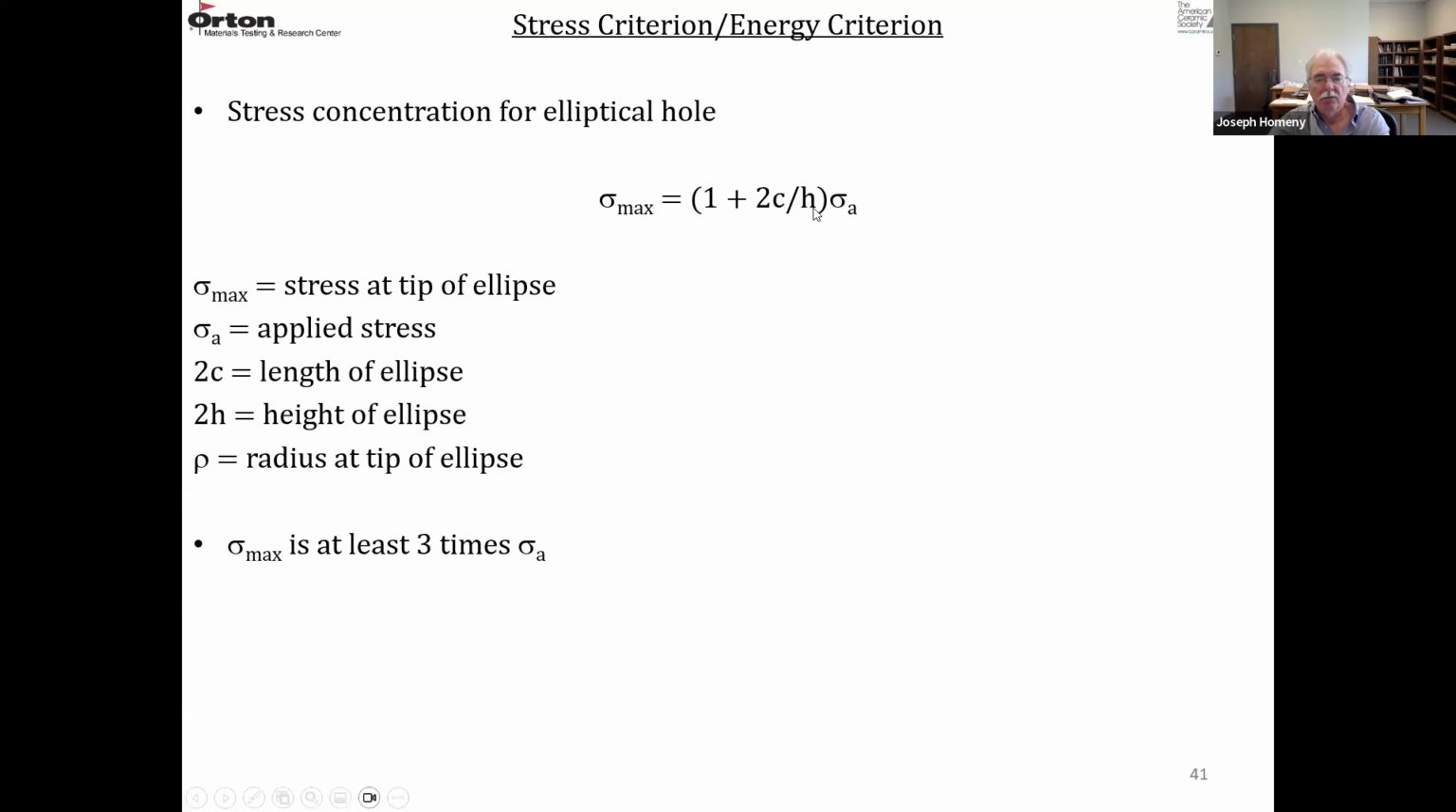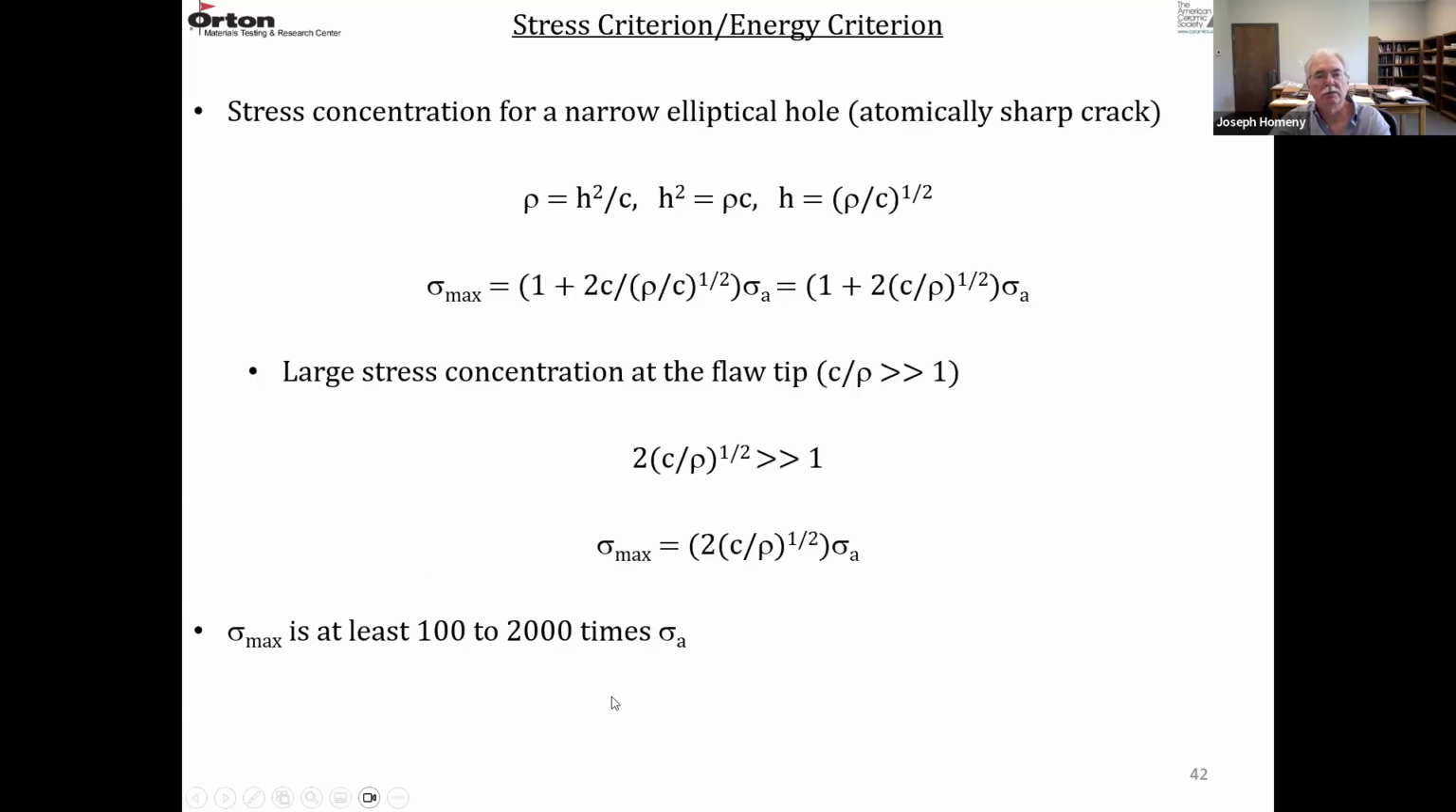So if C and H are equal, we basically have a circle instead of an ellipse, so that's 1 plus 2. So the maximum stress is going to be 3 times the applied stress. So sigma max is at least 3 times the applied stress. But as we close this circle down to form an ellipse, this value goes up much higher. So the maximum stress is a lot higher than 3 times the applied stress. And if we take that elliptical hole and compress it, we can have a crack. So we have an atomically sharp crack instead of an ellipse.